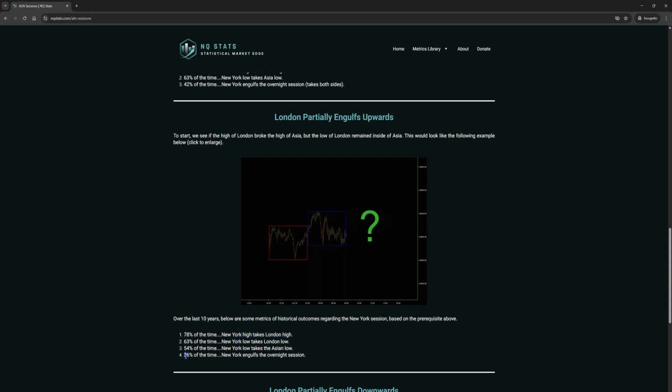There is a 36% probability we're going to take the entire overnight session, right? So it fully engulfs both sides. Low probability of that happening. That should not be the expectation. There's a 54% probability that we're going to take the Asian low, but we've already taken the high. So all that's left now is potentially taking the London low or the Asian low for a full engulf. London low has a 63% probability.